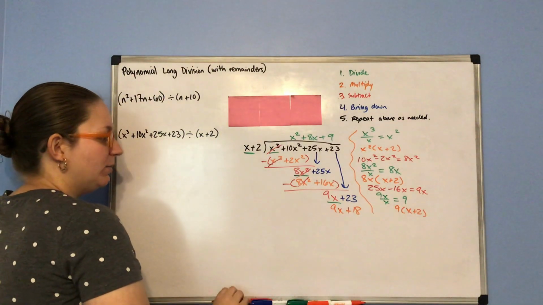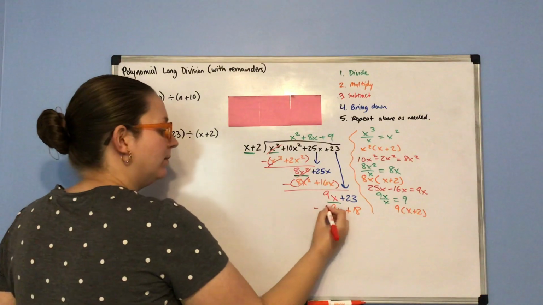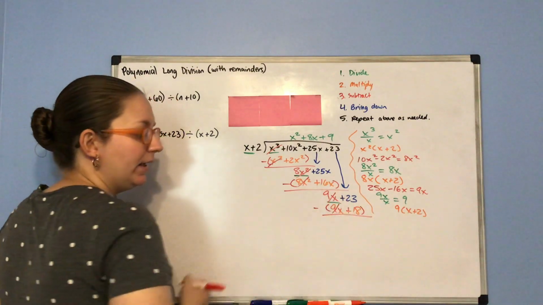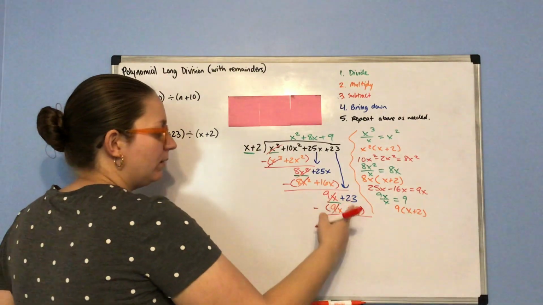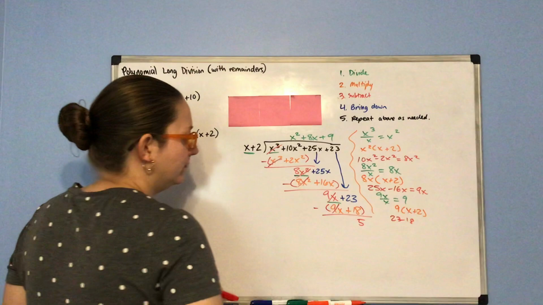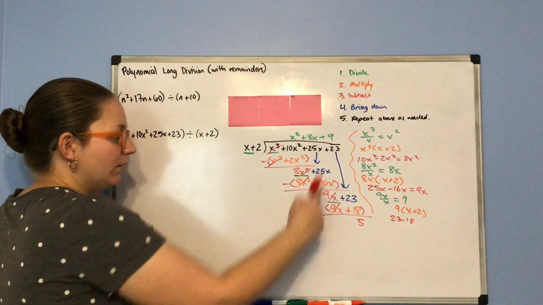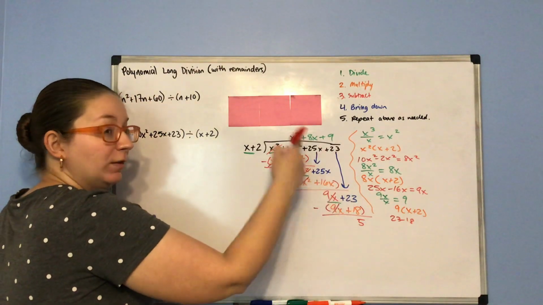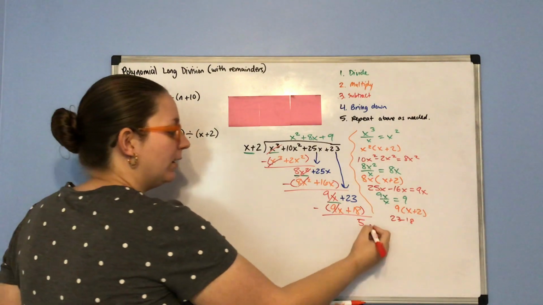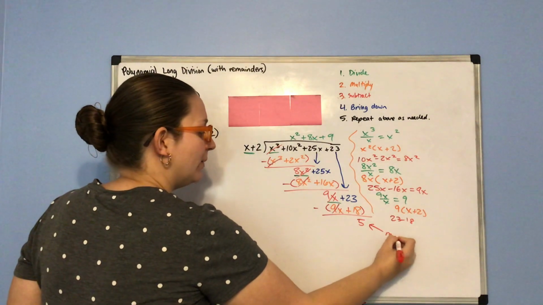Now that we've multiplied, we subtract. 9x minus 9x, that cancels. 23 minus 18, that's just 5. So we have nothing left to do. We have nothing left to bring down, sorry. We are completely done. Since this is not a 0 here, this 5 is my remainder.